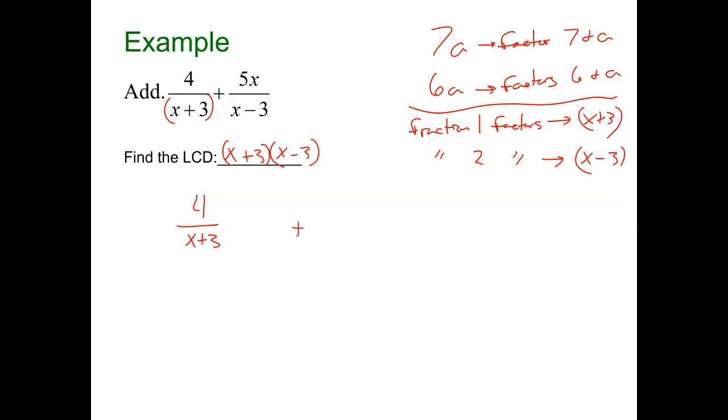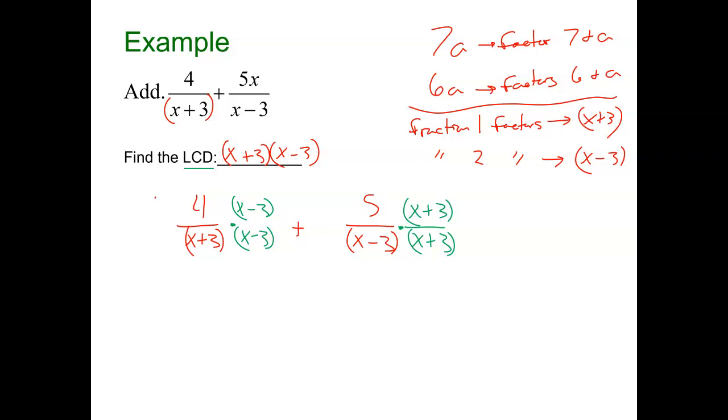Okay? So now we look at our two fractions. I look at my first fraction, I have x plus 3. What is it missing from the least common denominator? X minus 3. So just like we multiplied by integers, I'm going to do the same thing, but I'm going to multiply by the binomial, x minus 3. So now I have that fraction with that denominator. My second fraction is missing what? X plus 3. So I'm going to multiply it by x plus 3.